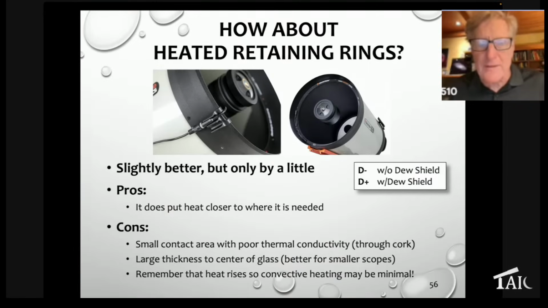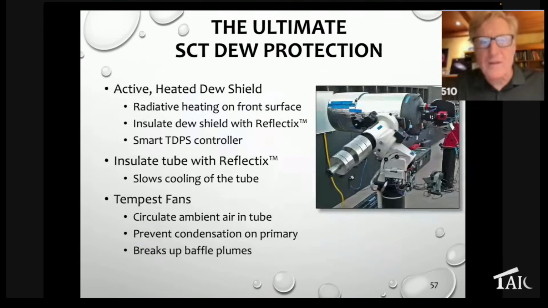Again, there's a cork spacer. There's a very large thickness of glass that you have to go through in order to get the heat to the middle of the corrector plate. So it works better for small scopes, but for C14, you've got 6 inches or 5.5 inches. I don't know the exact number, but you've got to conduct the heat all the way through there. So it needs to be really hot on the edges to just raise the center of that glass by 3.5 degrees. So I only give this a D+ at best.